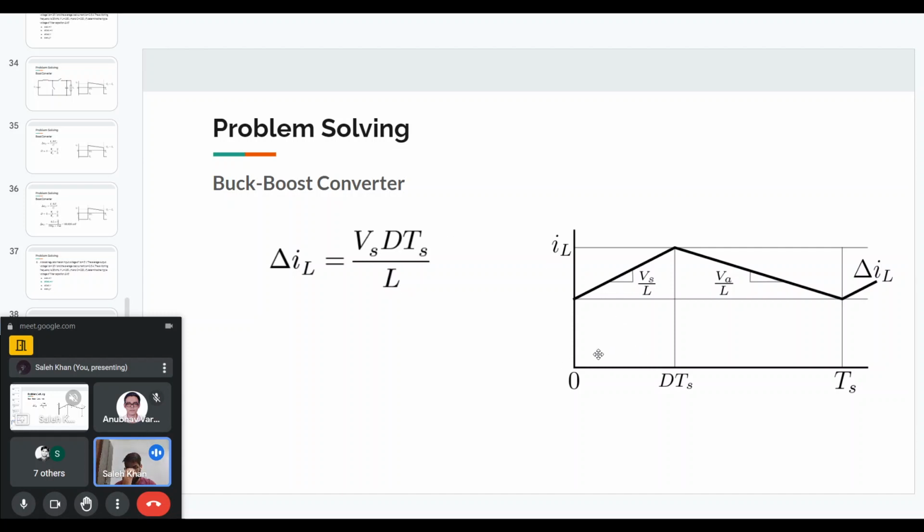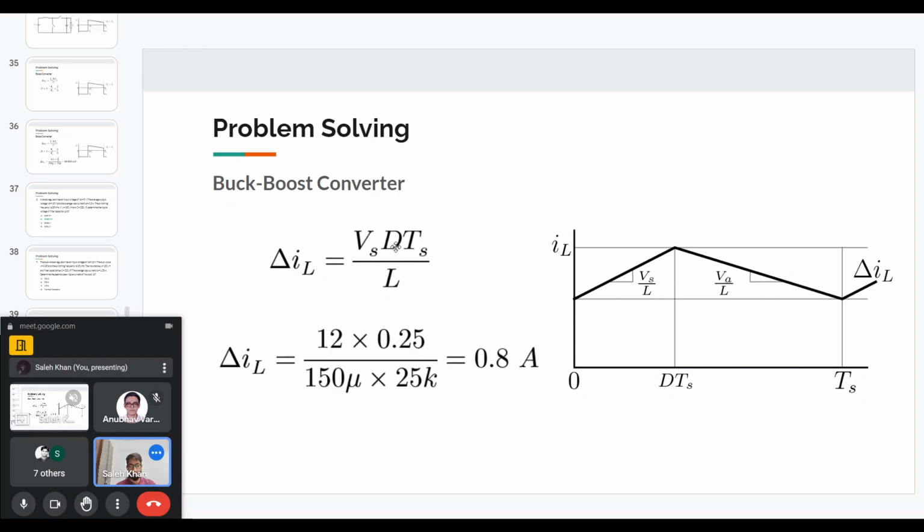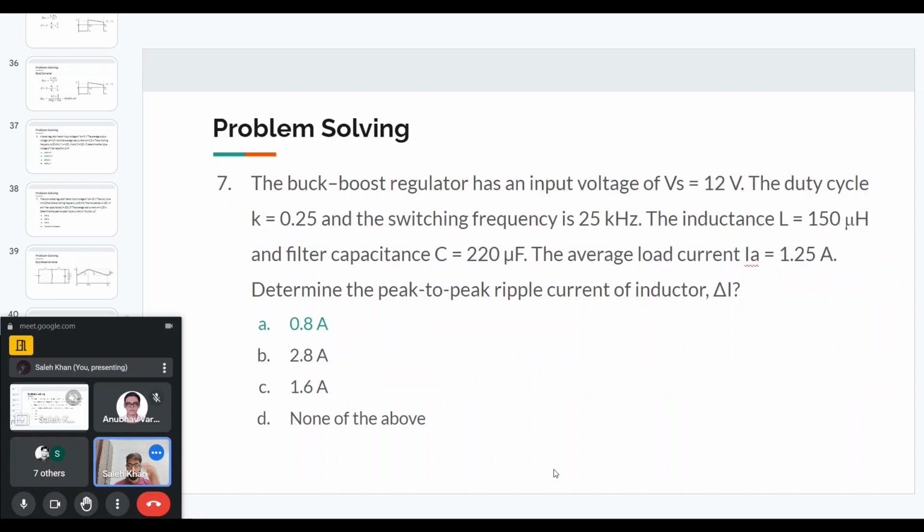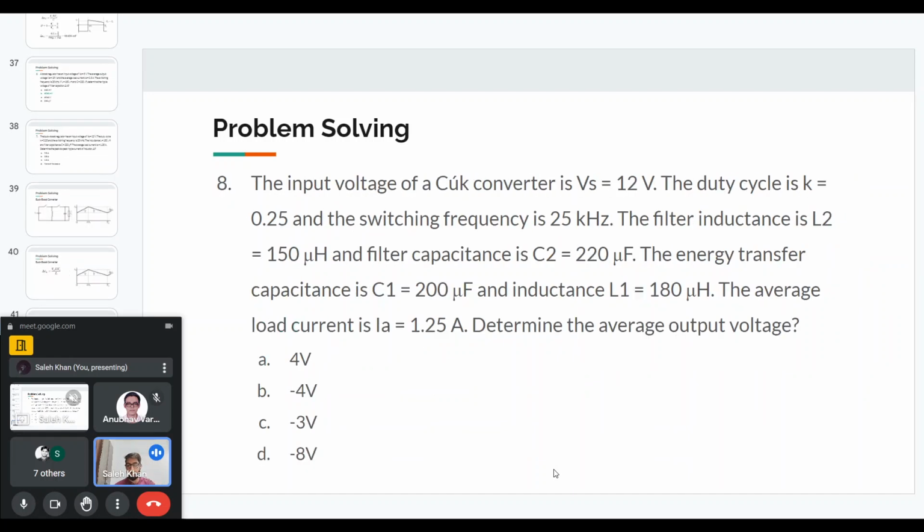You can also find this from the inductor equation, L di/dt is the voltage across the inductor, and we are given all the values. We are given the duty as 0.25. The inductor value is given. The switching frequency is given. So TS we can find out as 1 by 25K. By substituting all these values, we get that the answer is 0.8 amperes. So the answer to this one is A, 0.8 amperes.